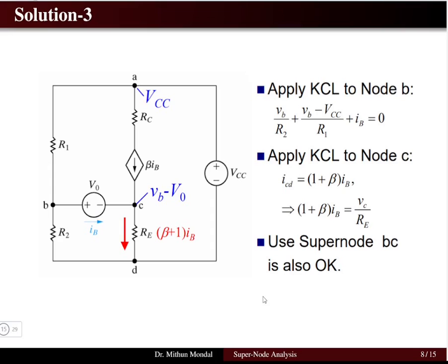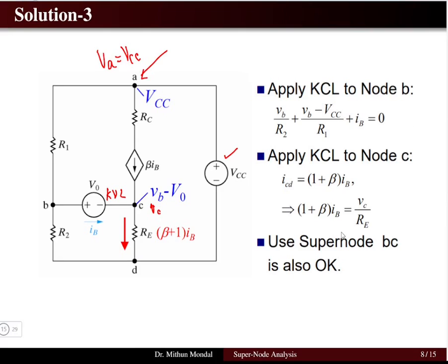Then let us see how we can solve it. The problem can be solved in two different manners. First, let us see the potential of node A. The potential of node A is the same as the potential of the VCC source, so we can write VA equal to VCC. Also, if we write a KVL equation, we can find the potential of node C in terms of B, as VB minus V0 is the potential of C.